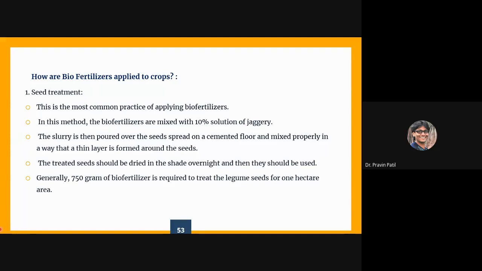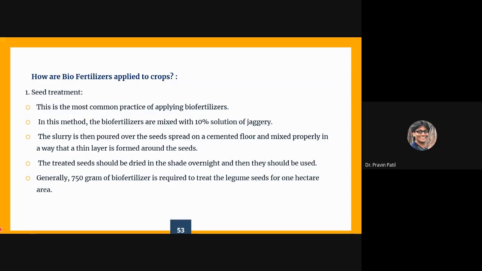In this method, the biofertilizers are mixed with a 10% solution of jaggery. Jaggery sometimes helps as a sugar source. This slurry is then poured over the seeds. Either the slurry can be spread over the seeds, or the seeds can be dipped into it. The treated seeds should be dried in the shade. But during this drying, we have to be careful that they are not exposed to higher temperature. Otherwise, the structure of those microbes will get denatured.